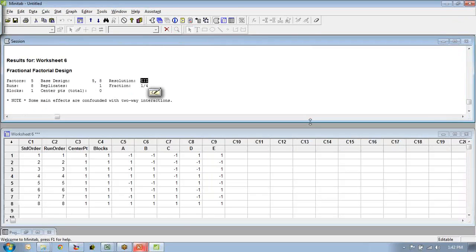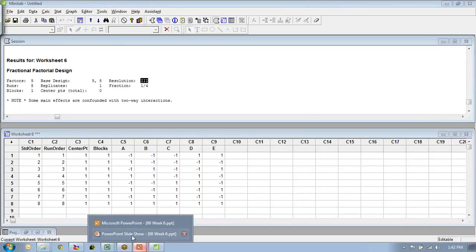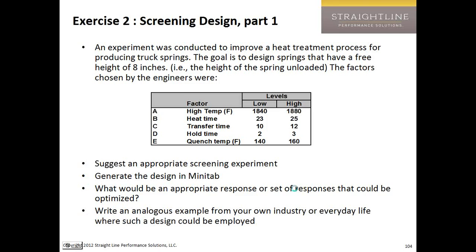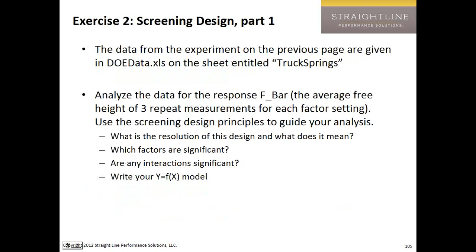Okay, and I'd like you to do an analogous example from your own industry or everyday life. Now let's do actually a real experiment that was done on this one, maybe in a follow-up. This would be more of a characterization experiment on truck springs to analyze the data for the response F bar.